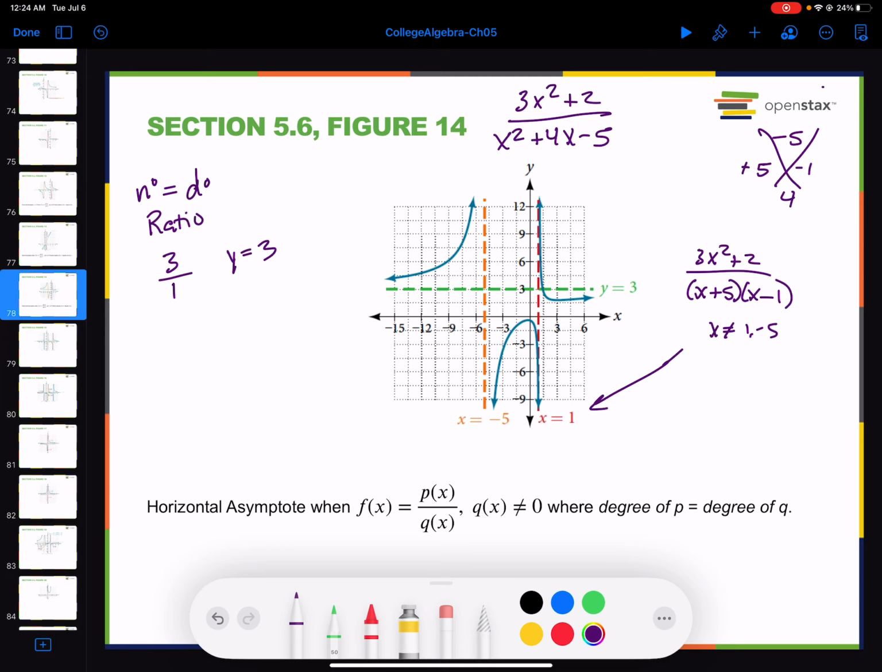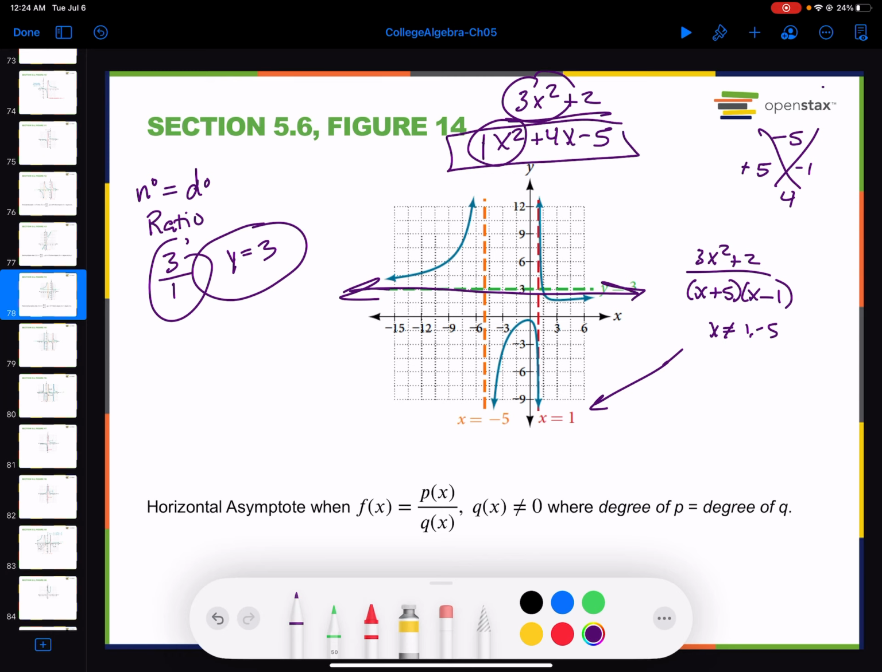And this one is showing you an example where they're equal again. So we're going to take the ratio of those coefficients. We've got a 3 here and a 1 here, so it's just going to be 3. So our horizontal asymptote is at y equals 3, which you can see there. And then we'll focus on this denominator to find the vertical asymptotes. Once we factor those, we get x plus 5 times x minus 1. So we've got vertical asymptotes at x equals 1 and x equals -5.